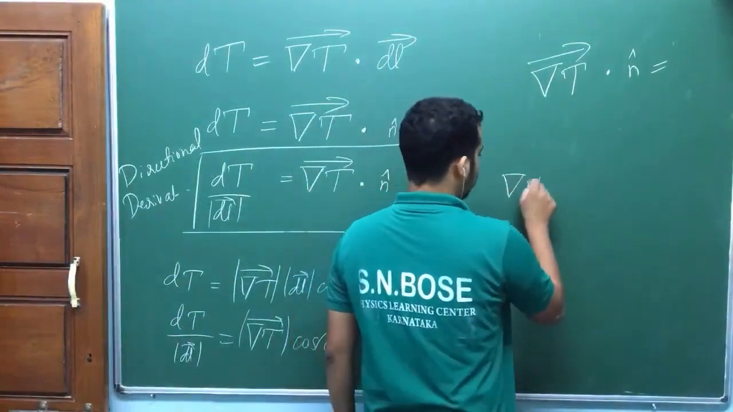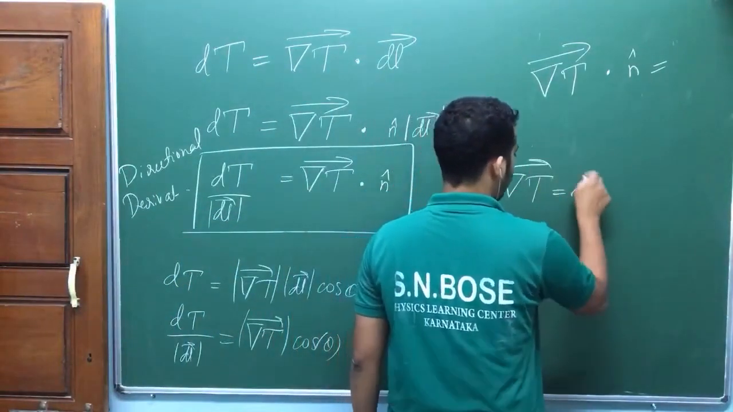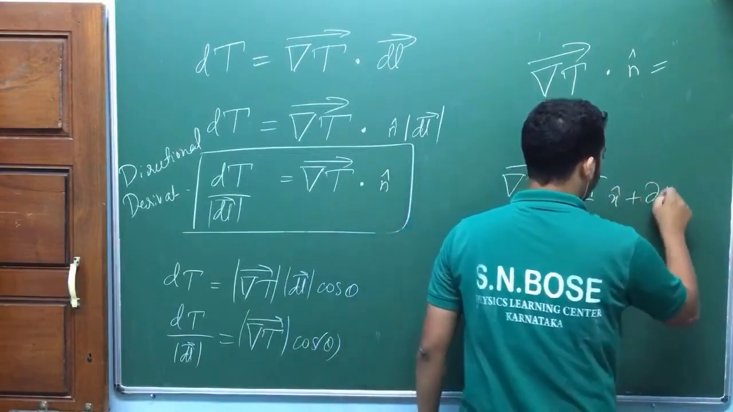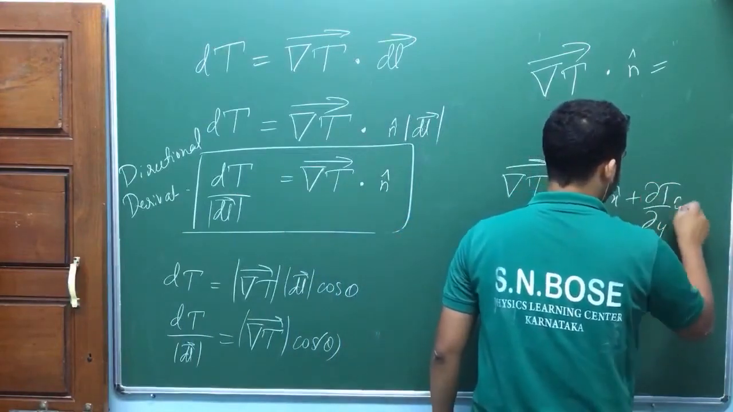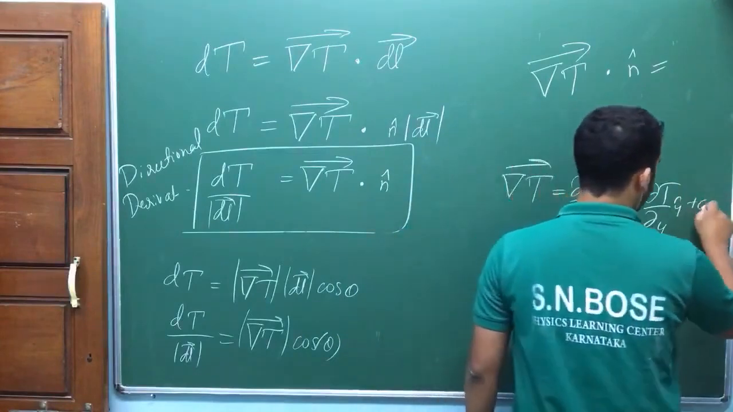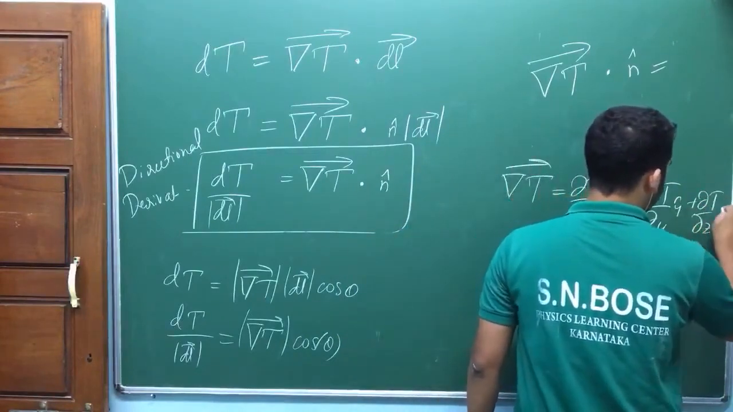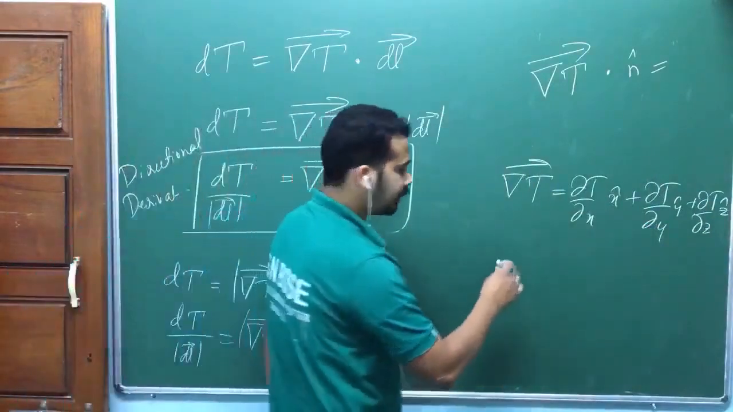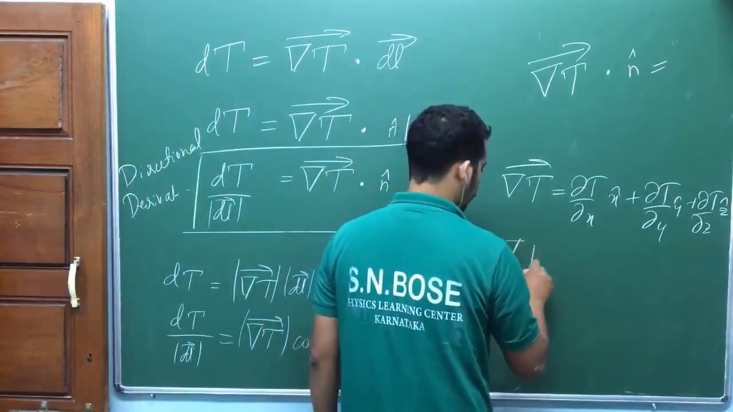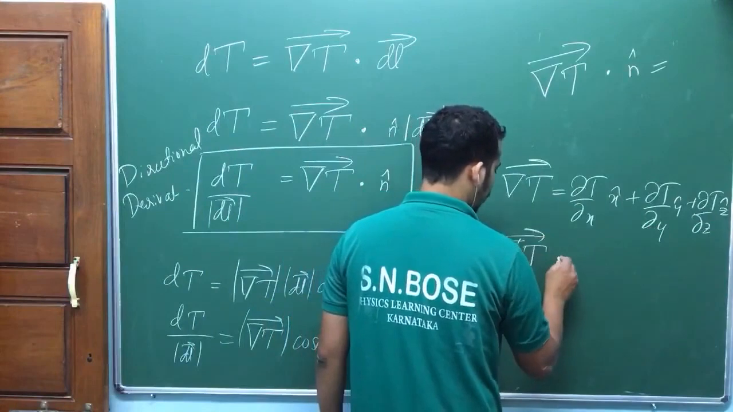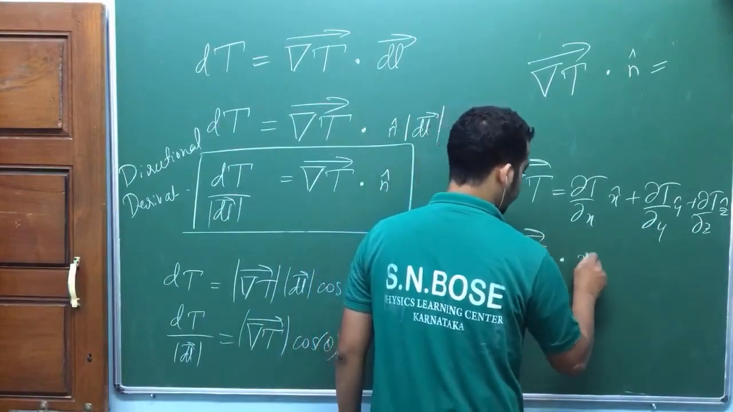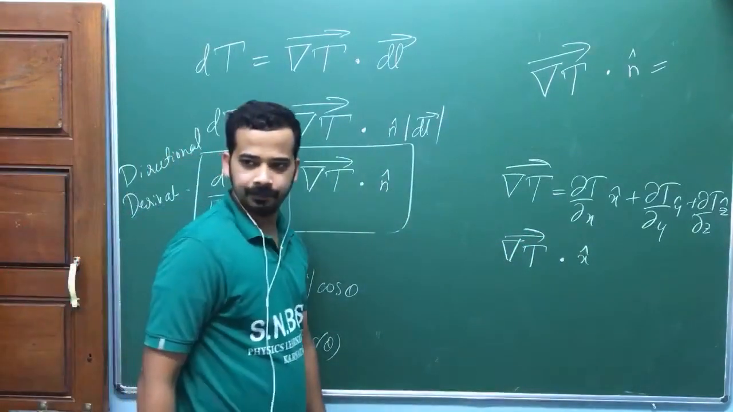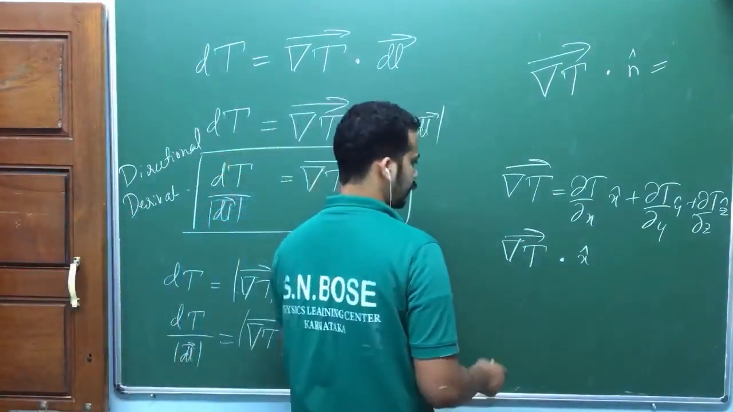So del T is dou T by dou x into x cap plus dou T by dou y into y cap plus dou T by dou z into z cap. Can I write like this? Now let me take the dot product of del T with x cap.